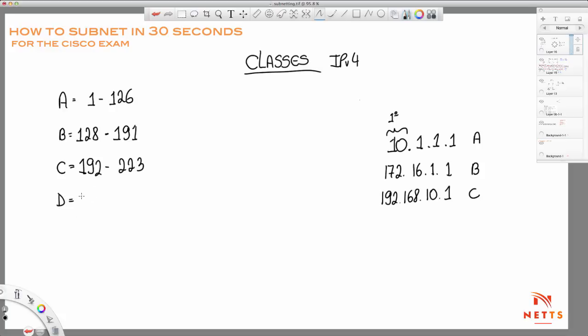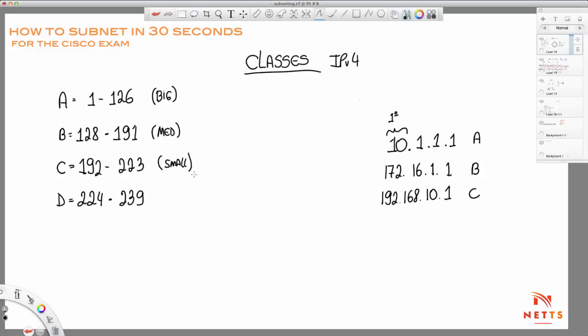Moving forward, let's go to the class D address. For class D, we have the IPs starting at 224 up to 239. Now, the relation is: if I have a big company, I can use class A. If I have a medium company size, I can use class B. If I have a small topology, a small network, I can use class C. I can use class C easily with small networks.